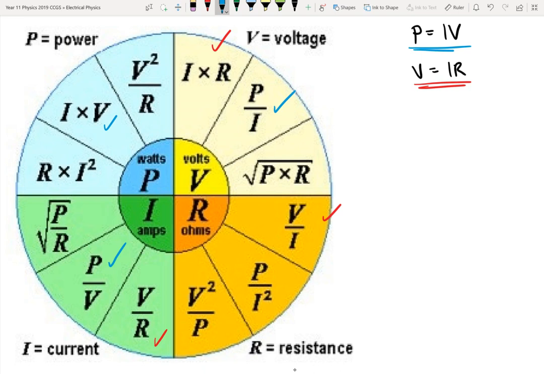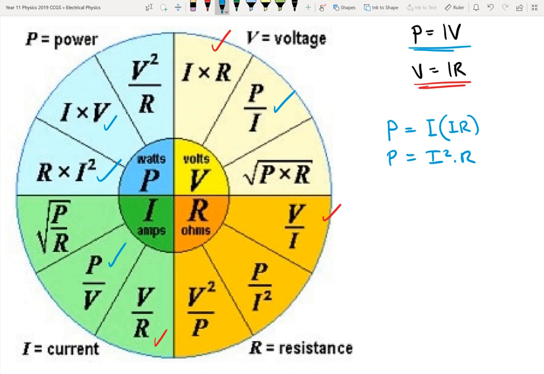Let's say that V equals IR. So I could go P equals I bracket IR. So I've just substituted Ohm's law into the power law and we get I squared R. And is that on our trundle wheel? There he is, I squared R.